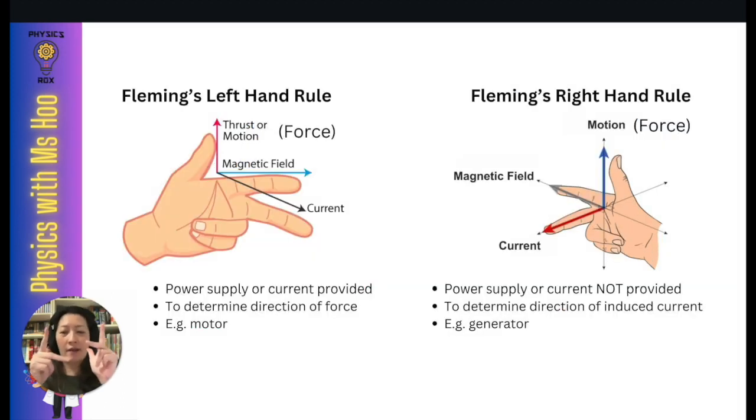Essentially, left-hand or right-hand rule: force, magnet, current. The left hand is used when there's current provided, because the current will make the wire move, whereas the right hand is used when you're inducing current. There's no power supply in the circuit. We use this to determine the direction of the induced current.